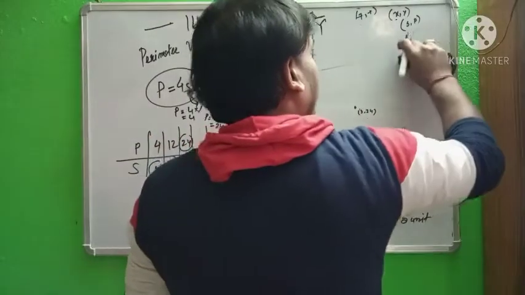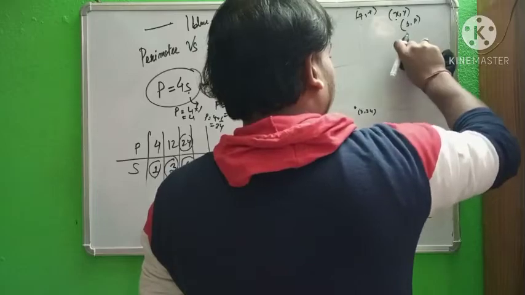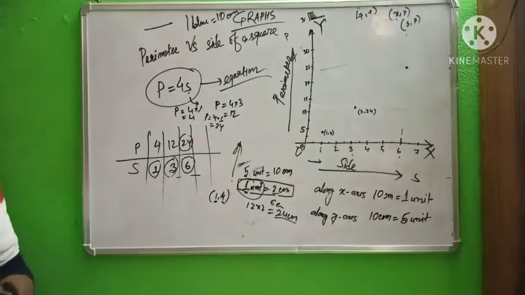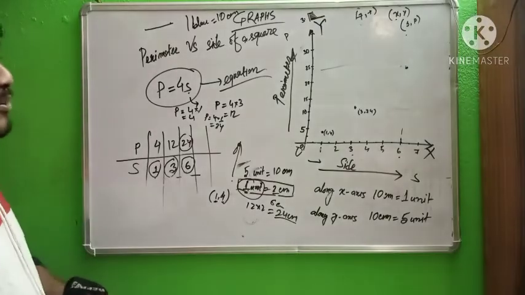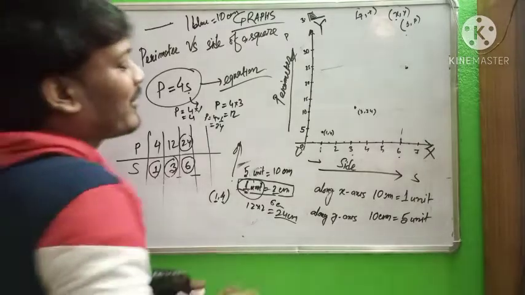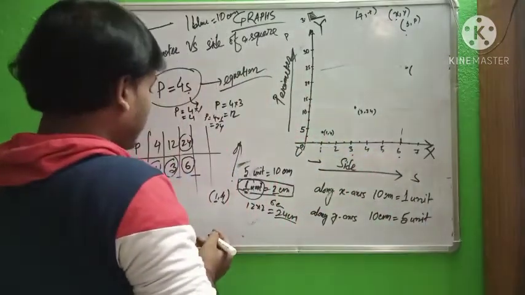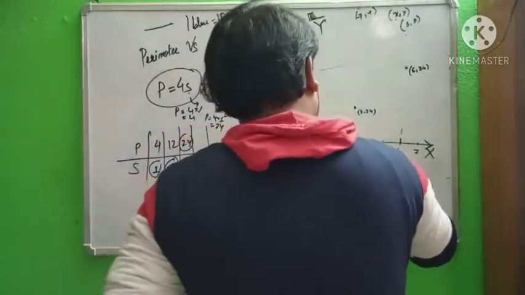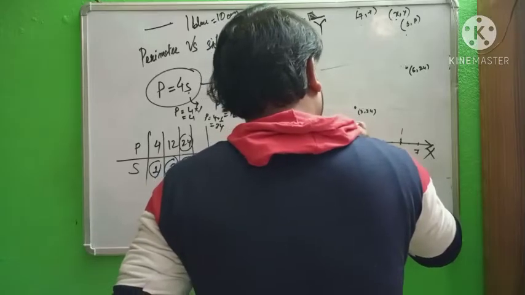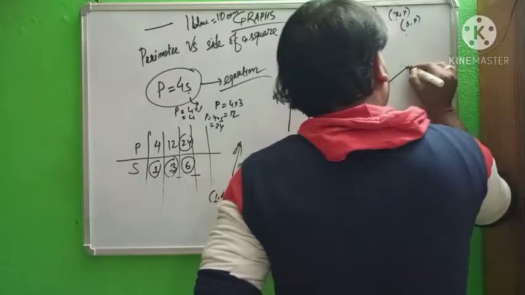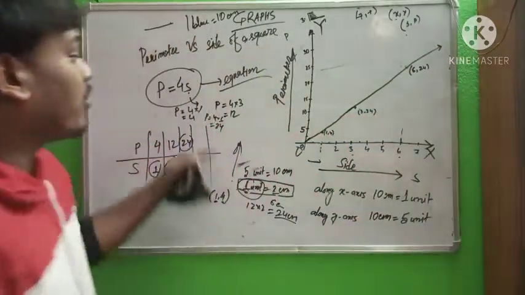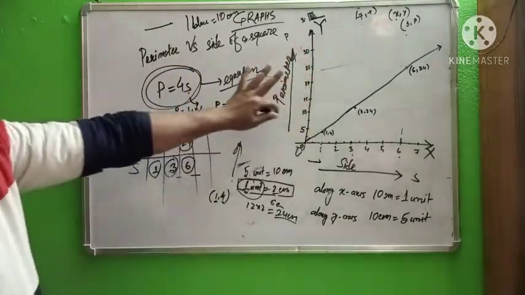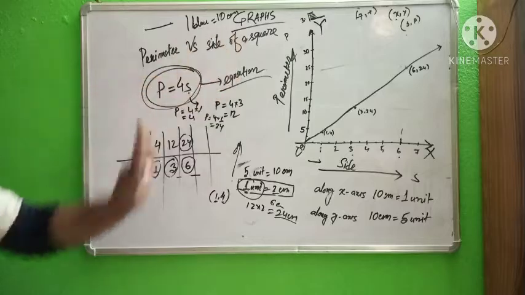The line is given in graph paper, and in graph paper it is easier. If we have a digital board, then it is very helpful for us. So it is 6 comma 24. If we join them with the ruler, then we get the line for this equation, and this is the perimeter graph for perimeter versus side of a square.